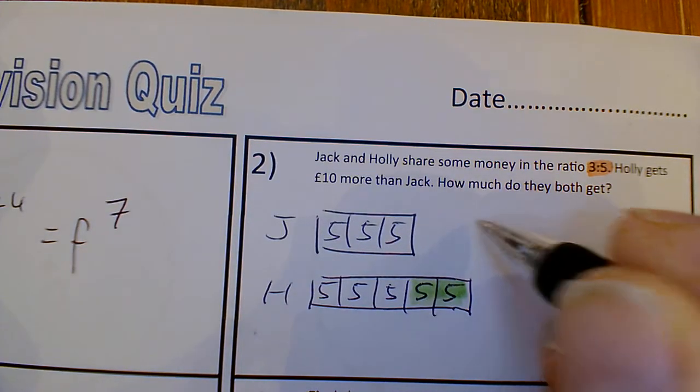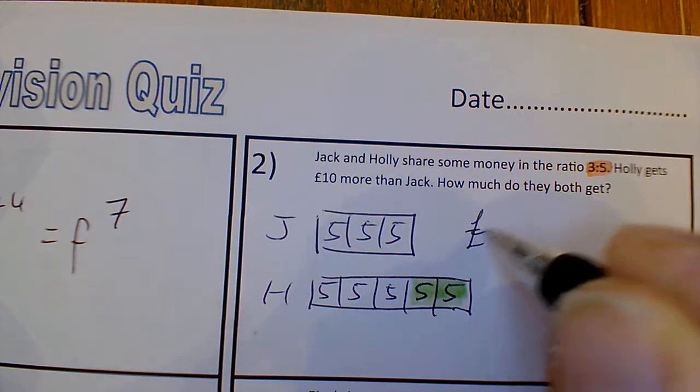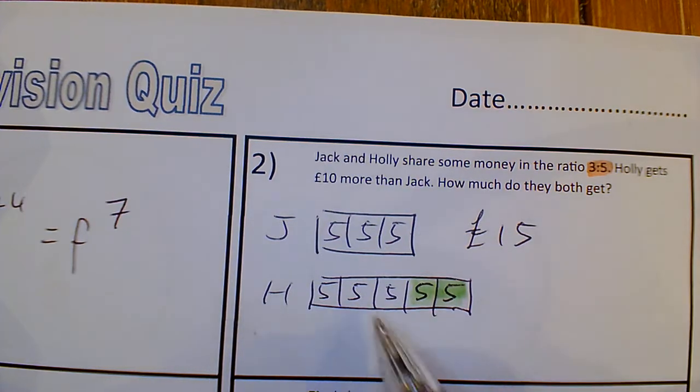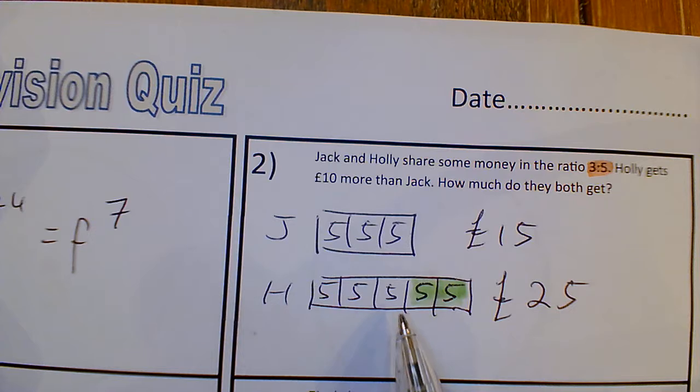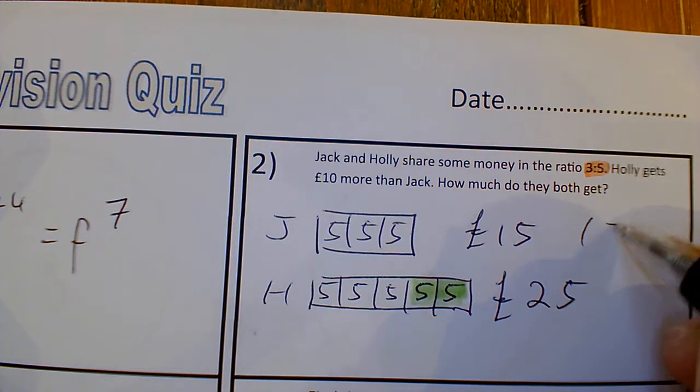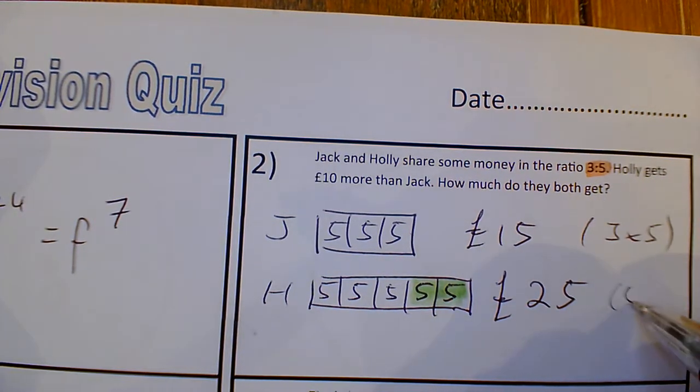Which means that Jack gets £15, 5 lots of 3, and Holly gets £25, 5 lots of 5. So that's 3 lots of 5, and that's 5 lots of 5.